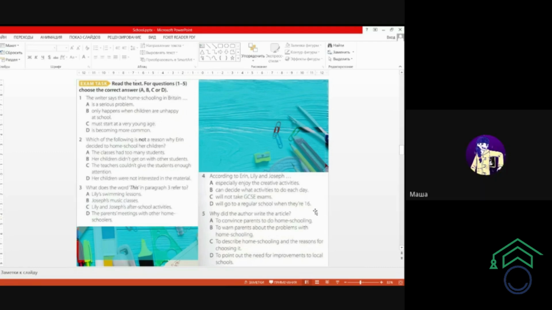According to Erin, Lily, and Joseph, A especially enjoys the creative activities. B can decide what activities to do each day. C will not take GCSE exams. D will go to regular school when they're 16. Mm-hmm.